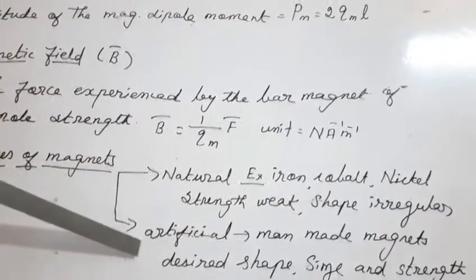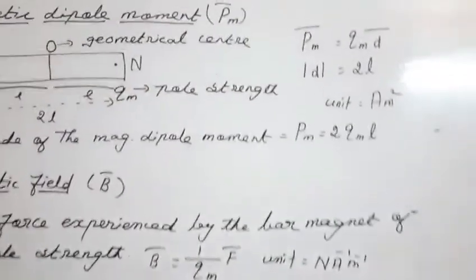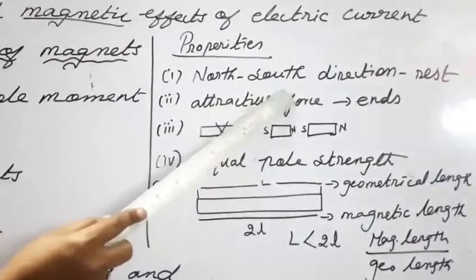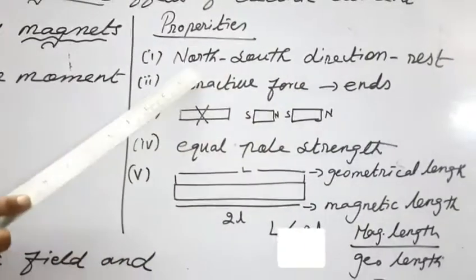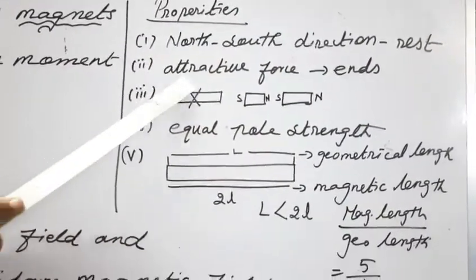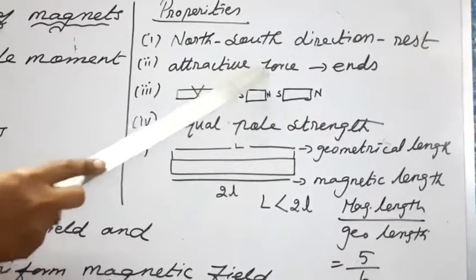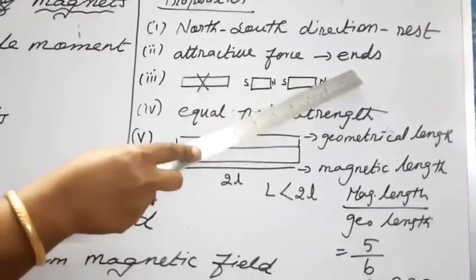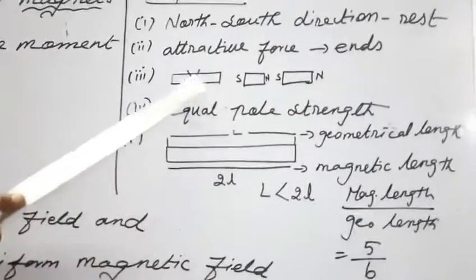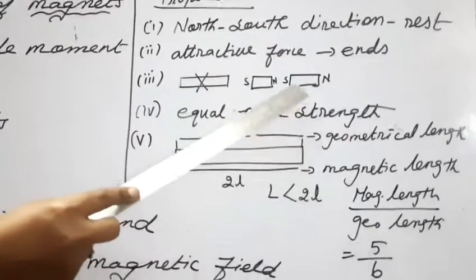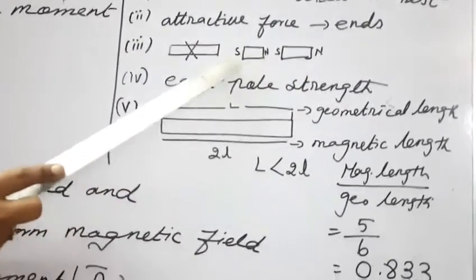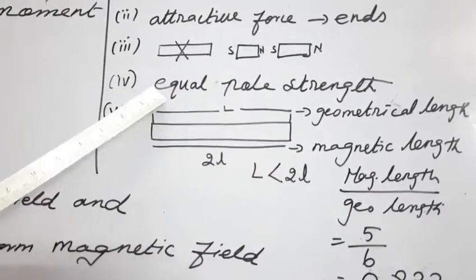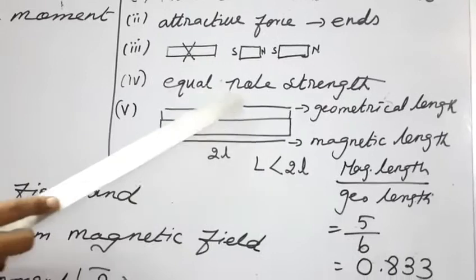And next we will discuss some properties of magnets. The first property is a freely suspended bar magnet always rests in the north-south direction. Second one, the magnet has an attractive property. The attractive force is maximum near the ends of the bar magnet. Third point, when the magnet is broken into two pieces, each piece behaves like a magnet with poles at its center. And fourth point, the two poles of the magnet have pole strength equal to one another.